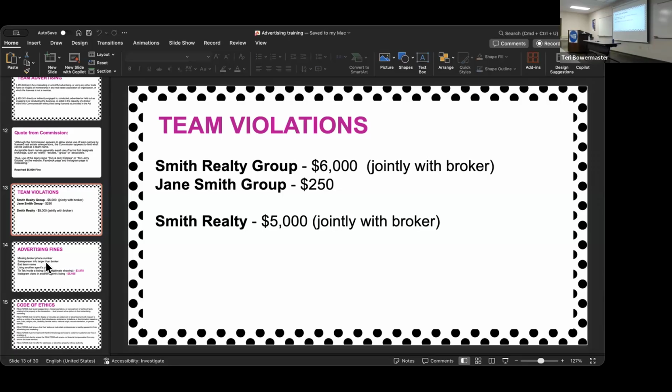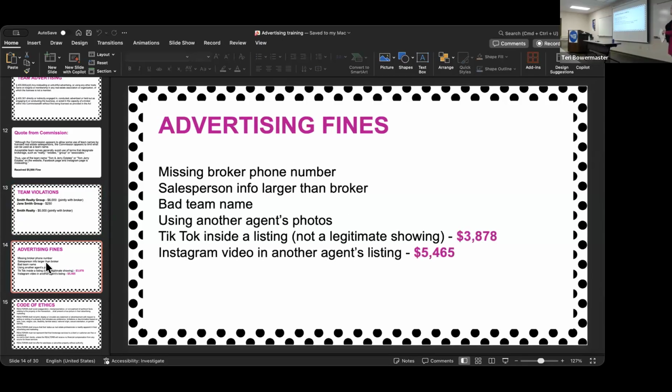Okay, so these team names, they very much do not like that. I've seen ones as high as $7,500 in terms of fines. So, yeah, dislike entirely. Okay.